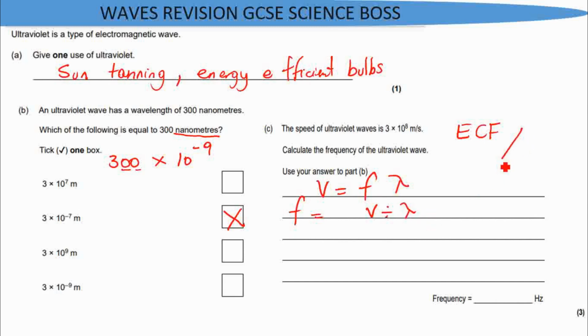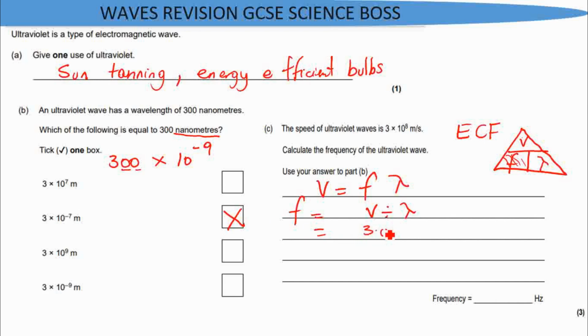Okay, if you're unsure, make sure you go with your magic triangle, v, f, and lambda. If you require f, f is equal to v divided by t. Okay, that is if you're really not good at transposing. Next thing that we need to do now is to plug our values in.